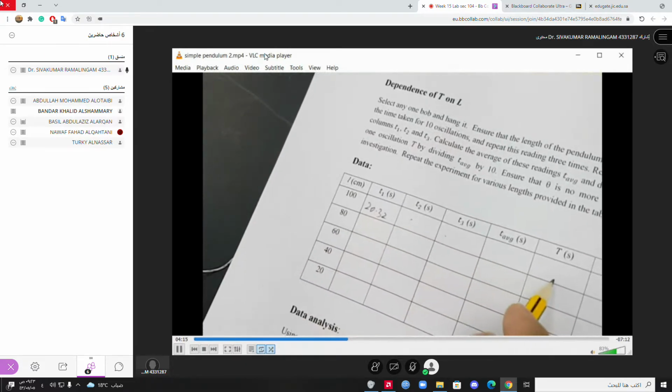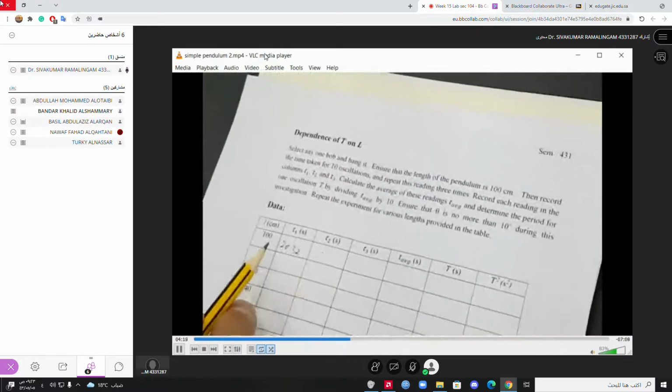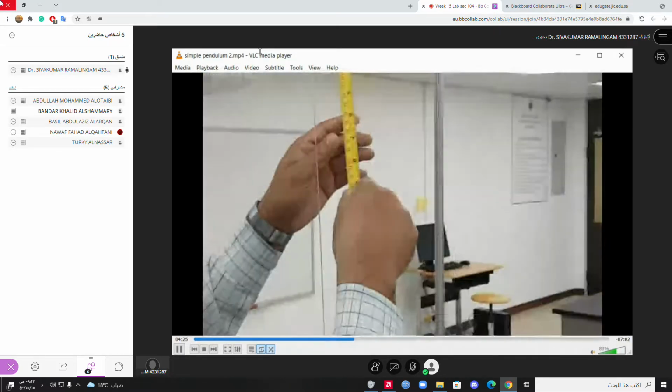Take the T average and divide by 10. Then T squared. The next length is 80 centimeters. Now take the ruler and attach it to this.